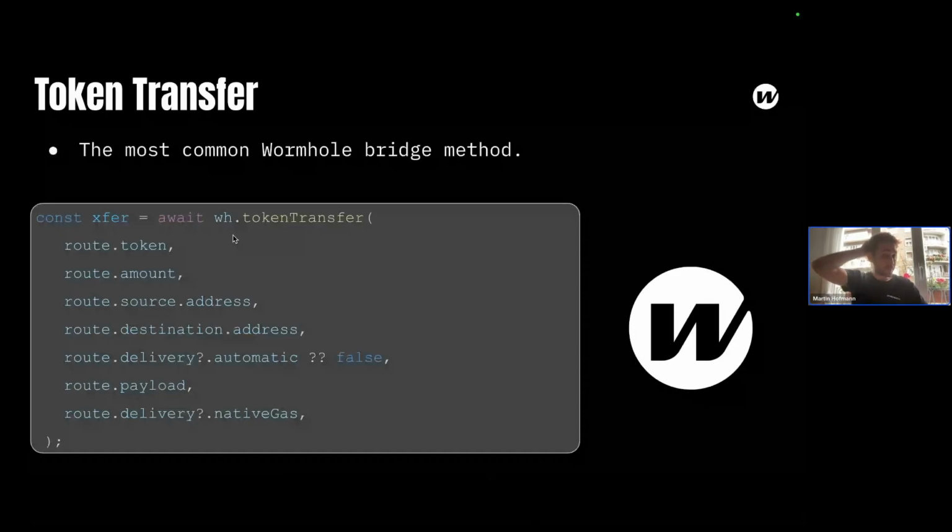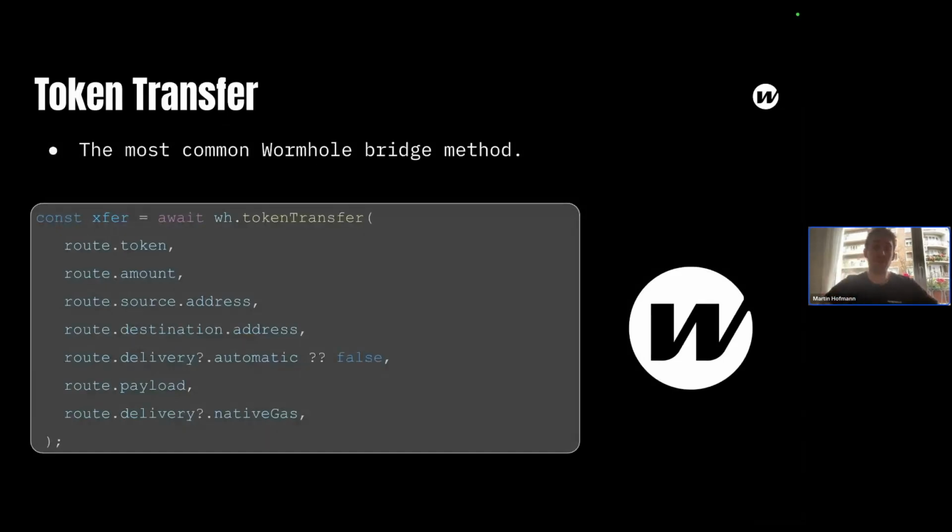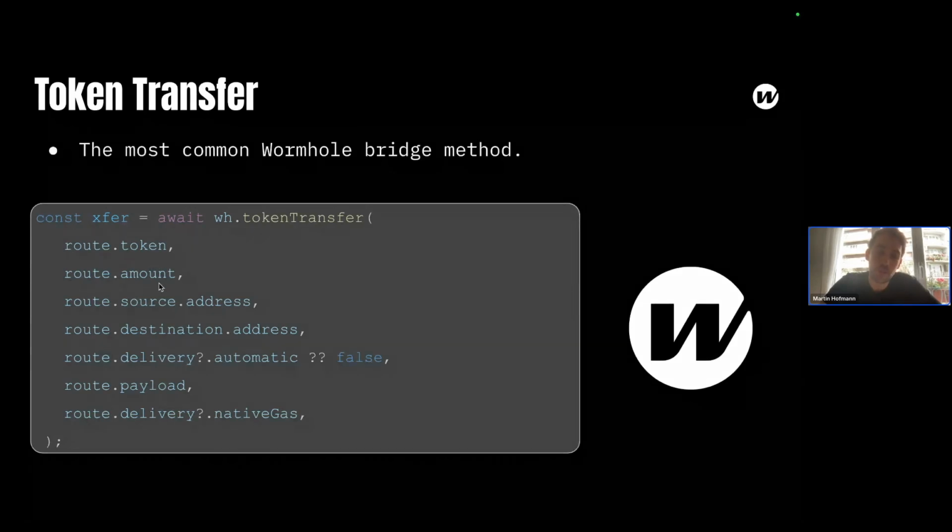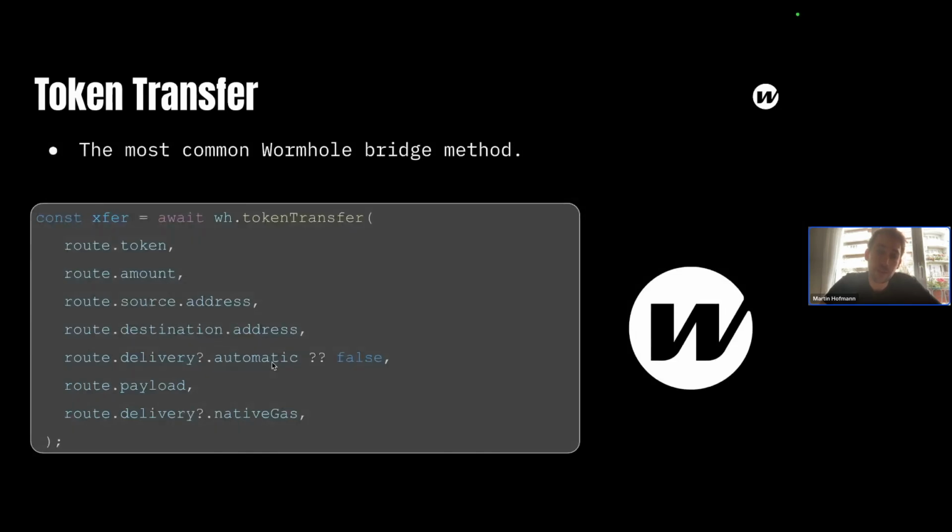So for the token transfer, this is how it looks when we use the SDK to transfer tokens cross-chain. We will need to define these different parameters in order to initiate the transaction. So we need to add the token that we want to send. This will be a token address. We need to define the amount that we're sending. We need to define the source address, the destination address, and whether we want it to be an automatic or manual transaction.